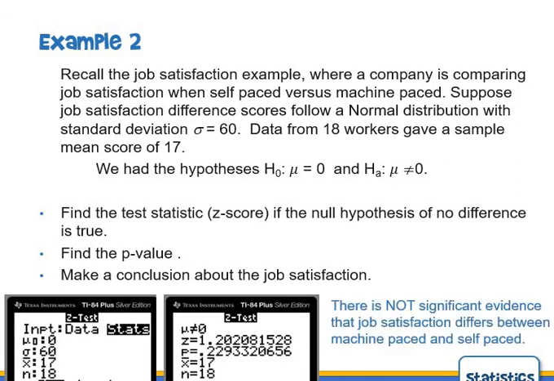So on the notes, I have the screenshots and then a summary. There is not significant evidence. Either there is or there isn't significant evidence to reject the null hypothesis. There is not significant evidence that job satisfaction differs between machine-paced and self-paced. So you see I've written a contextual, real-world explanation in my words, and you use whatever wording you want, but it's got to have that basic meaning. We did not find significant evidence to conclude that the difference in job satisfaction was not equal to 0 here.